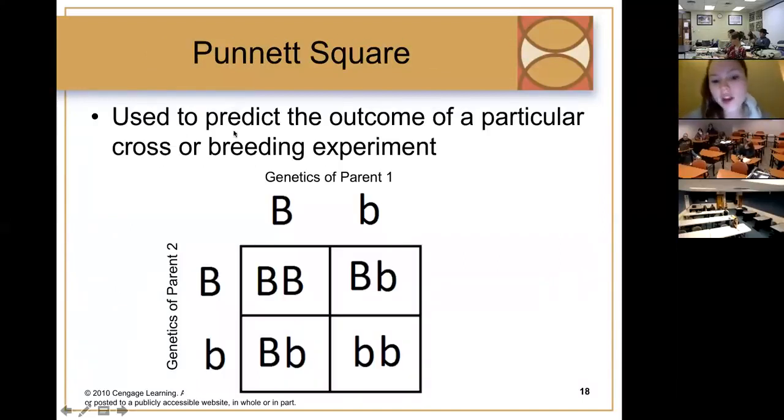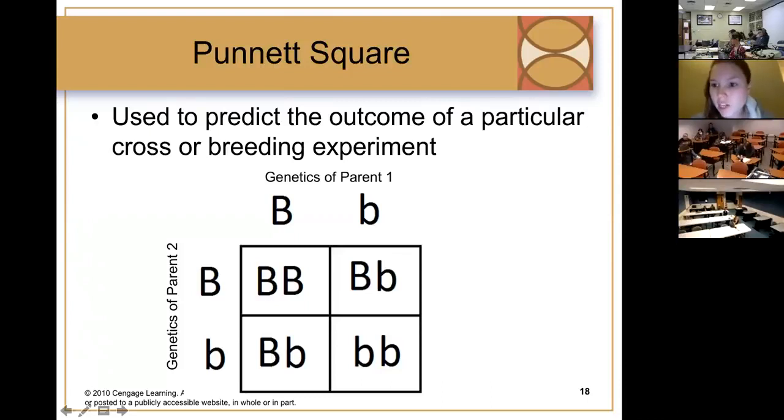So how the square works is basically you bring down the first letter and then you bring the other letter across. So that's going to give you BB, both capital. And then for this bottom square, you're going to bring the big B down and then little b across. And then same thing for this other one: this B is going to go across, little b is going to come down. And then same thing for the fourth square. You're going to bring this little b all the way across and then little b all the way down.